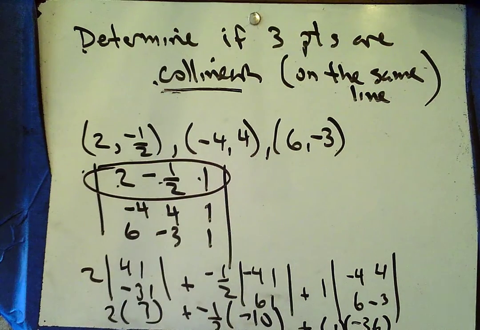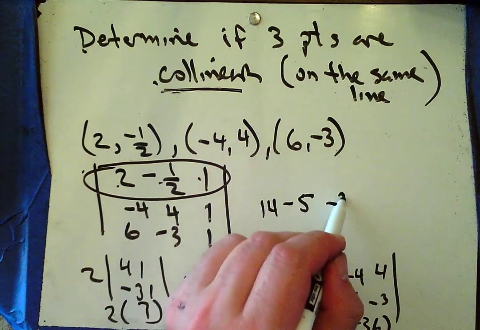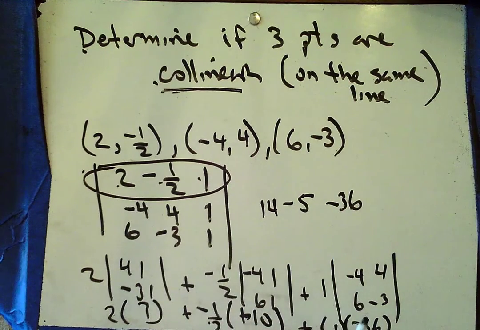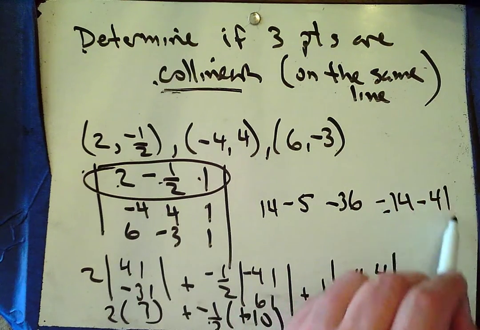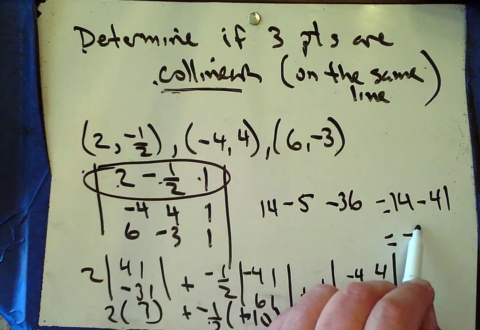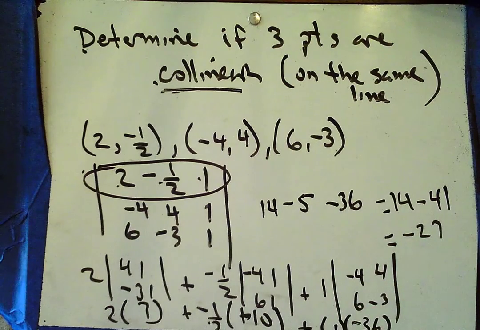So I have to multiply this by negative. So negative times negative is positive, but times negative 1/2. So I have 14 minus 5, and then minus 36, because a positive times this will still be negative. So I have 14 minus 41, or negative 27.